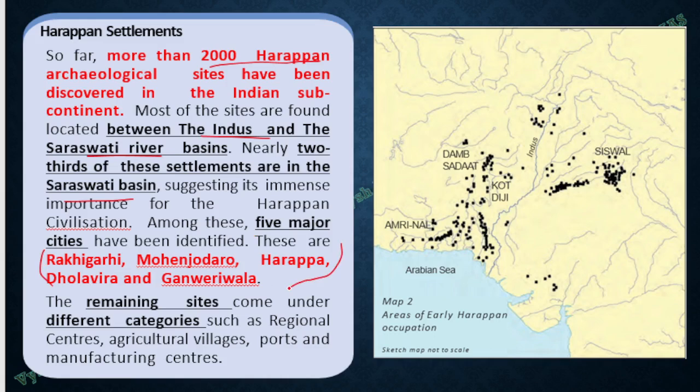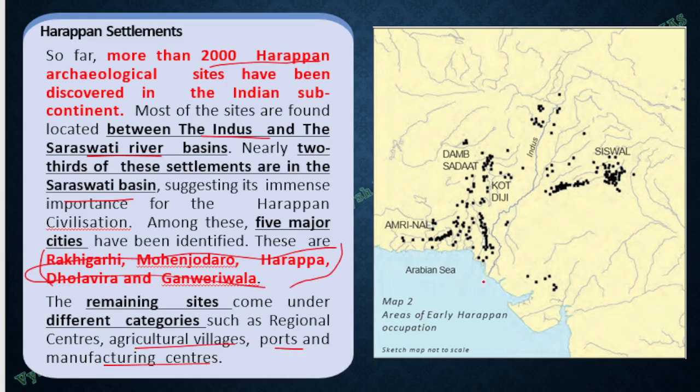in the last picture. And the remaining sites are regional, maybe important for specific things. Meaning these 5 are very famous for multiple things, but others are maybe specific. One may be an agriculture village, one may be a port, one may be a manufacturing center, like that.